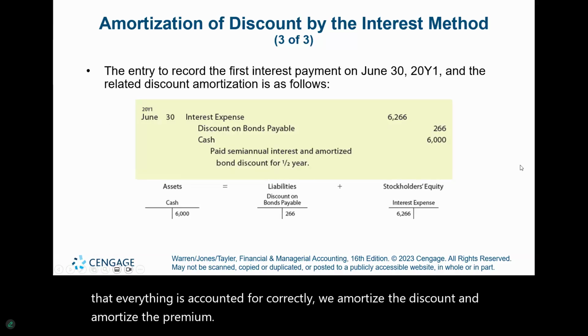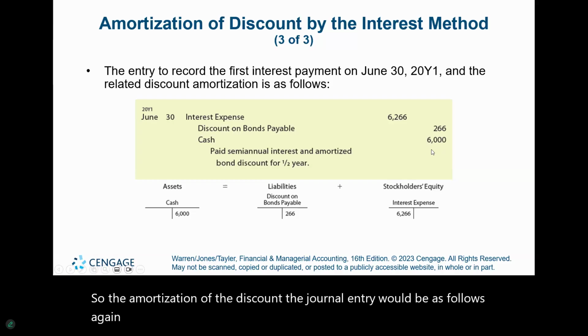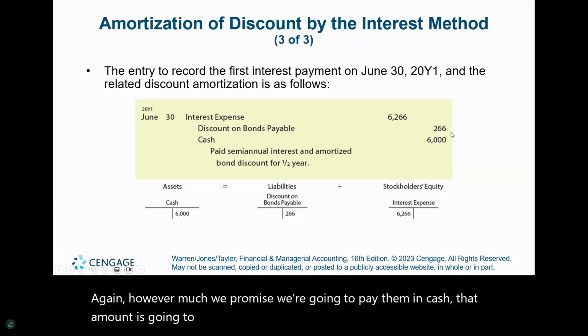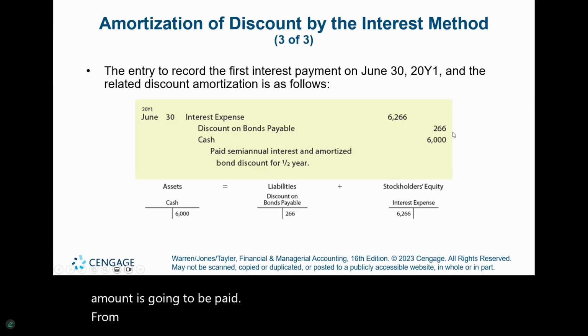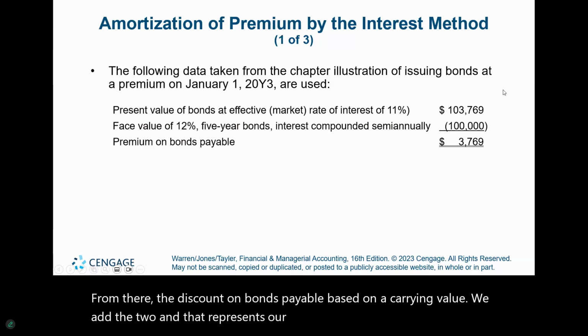So the amortization of the discount, the journal entry would be as follows again. However much we promised we're going to pay them in cash, that amount is going to be paid. From there, the discount on bonds payable, based on the carrying value, we add the two, and that represents our interest expense for the period.